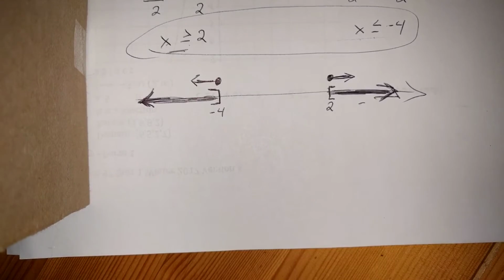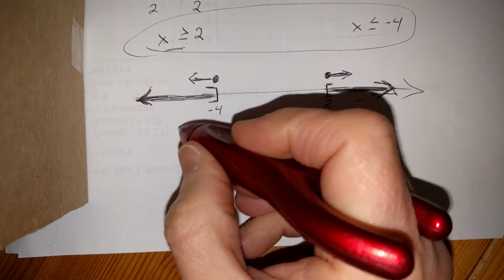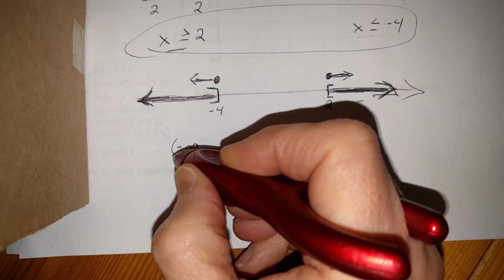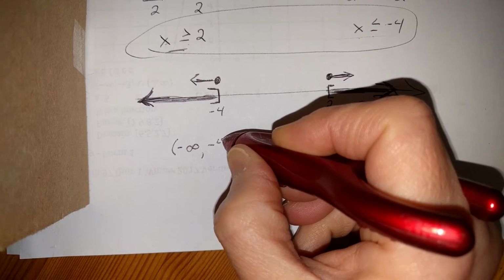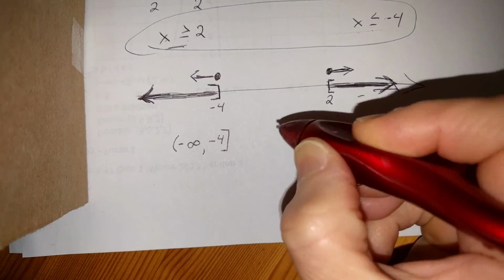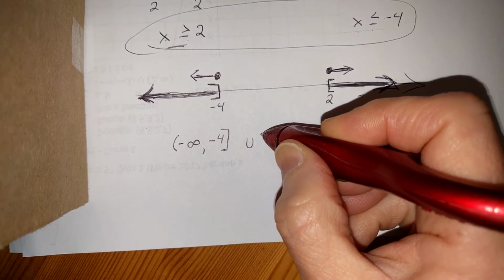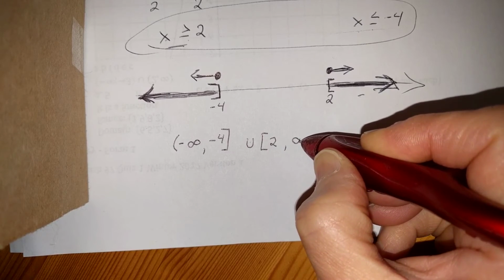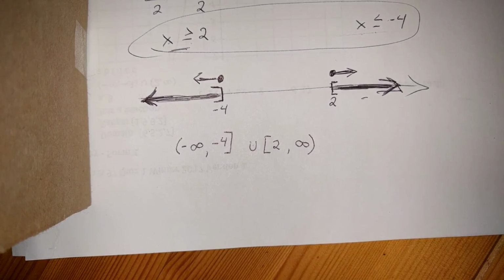To write this in interval notation, always start smallest, work to largest. So this would be from -infinity, not included. That's a curved bracket because we can never quite make it to infinity. To -4. -4 is included. It's a square bracket. And, or the union of those points greater than or equal to 2 up to positive infinity. And again, positive infinity has a curved bracket because it is not included.